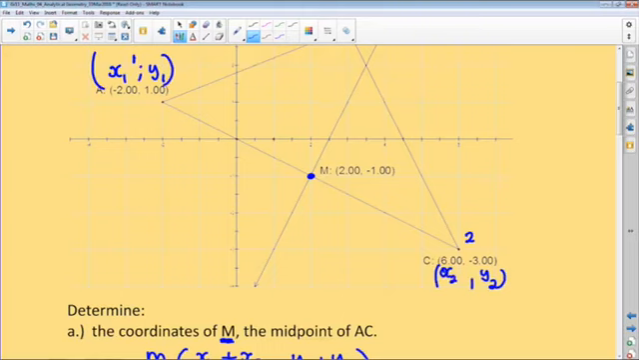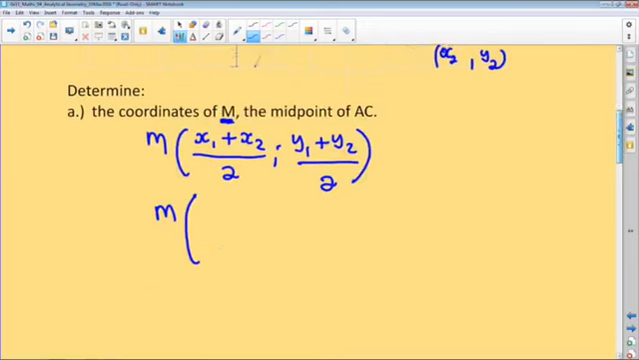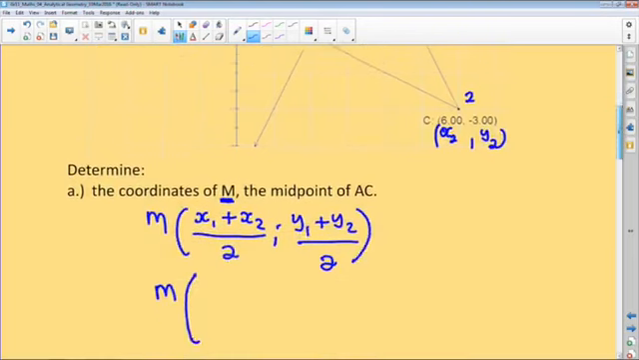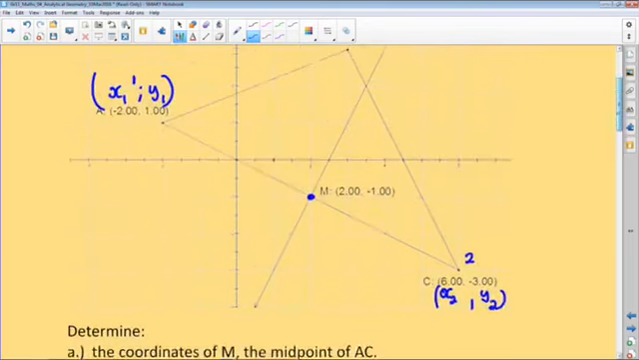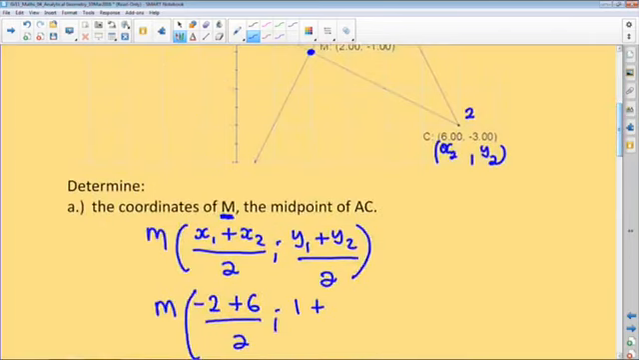Right. Now, it's just a matter of substitution here. So your M bracket X1 is negative 2, and then X2 is 6. So negative 2 plus 6 all over 2 is 2. Y1 is 1, and then Y2 is minus 3. So 1 plus minus 3 all over 2.